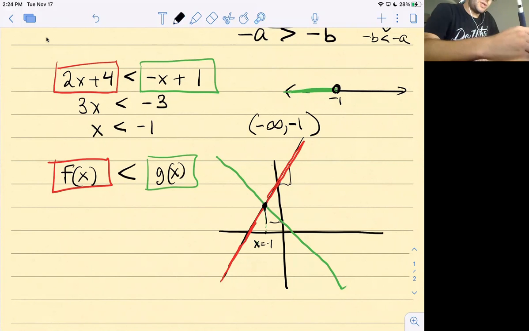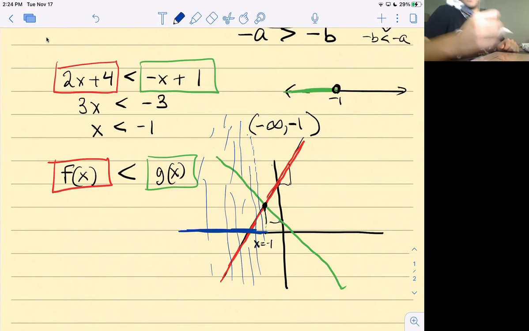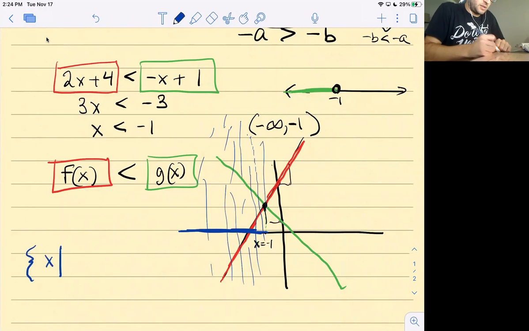So the region where the red one is underneath is going to be this region. Okay, and that's the same as before. So I'm going to use the set builder notation here. This is the set of x such that x is less than -1.